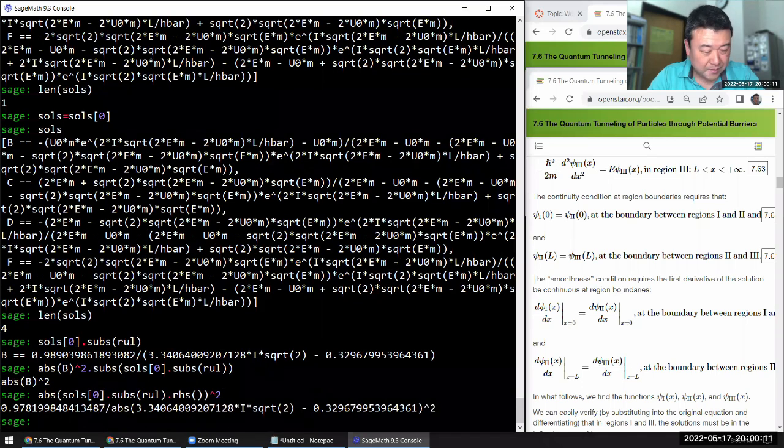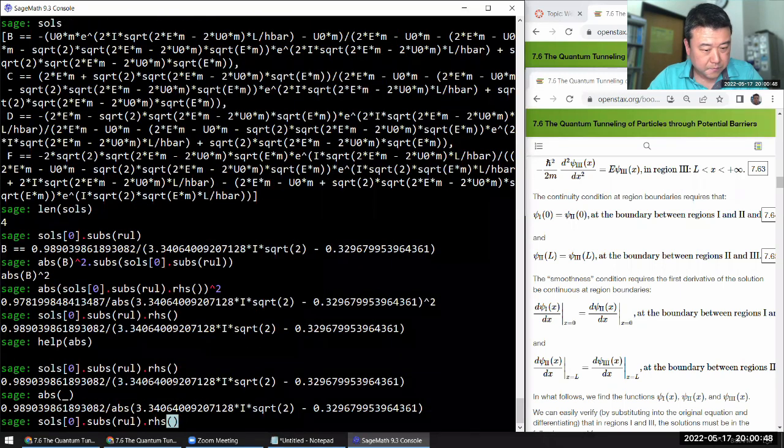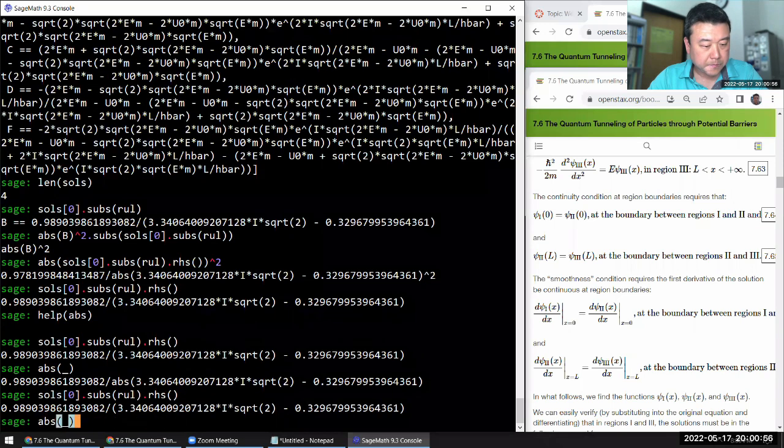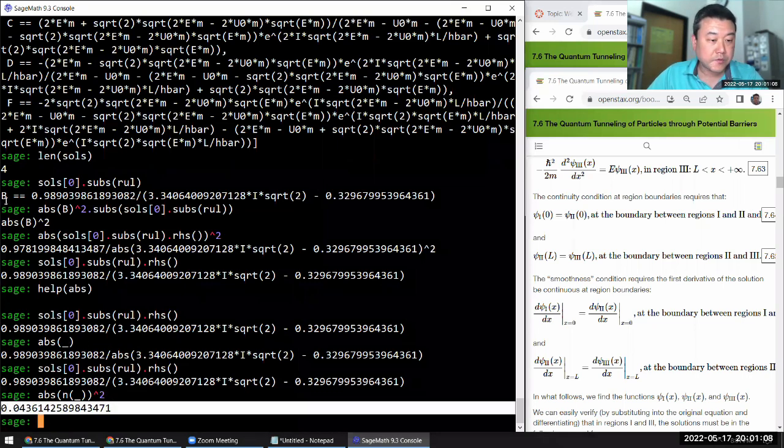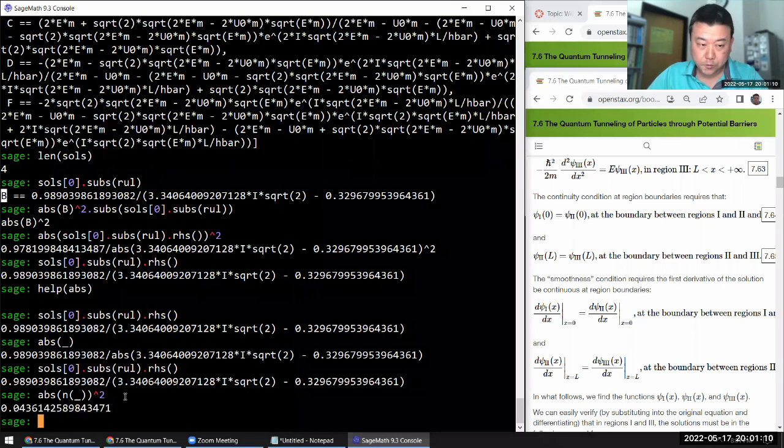What am I missing? Oh, I think I know why. So, numerical or decimal approximation. Okay, good. So this is the coefficient B absolute value squared.